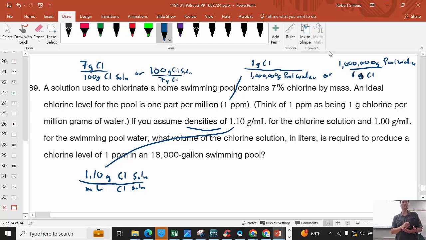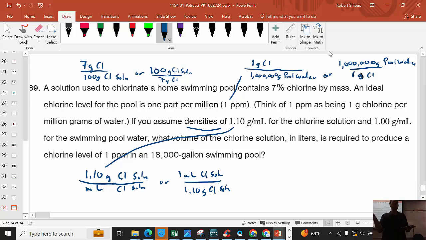So this is going to relate grams of chlorine solution and milliliters of chlorine solution. Let's say I had 1,000 milliliters of chlorine solution. How much would that weigh? Or if I had 1,000 grams of chlorine solution, what is the volume? That's 1 milliliter of chlorine solution per 1.10 grams chlorine solution. And so again, another step. If we take these steps individually, that's 3 steps. How many steps are we going to have? It's not going to be an infinite number of steps.